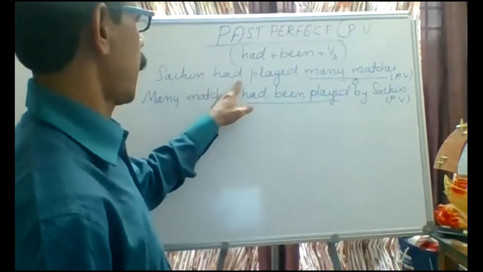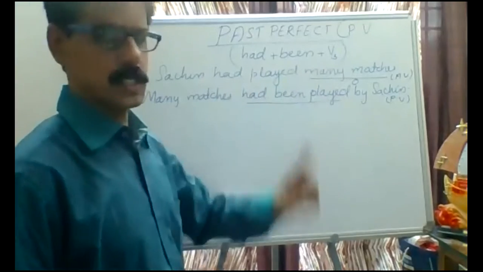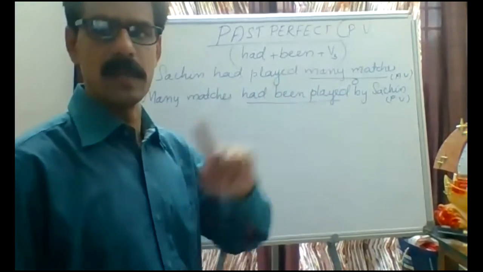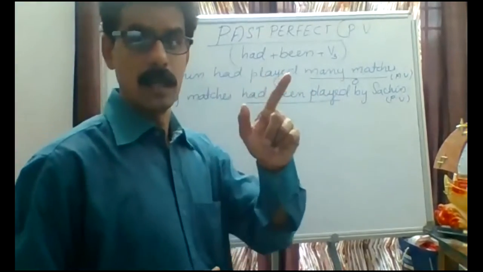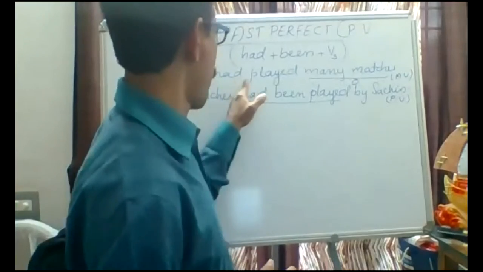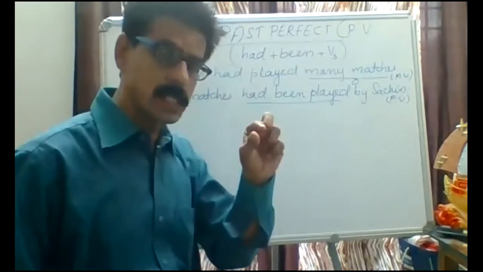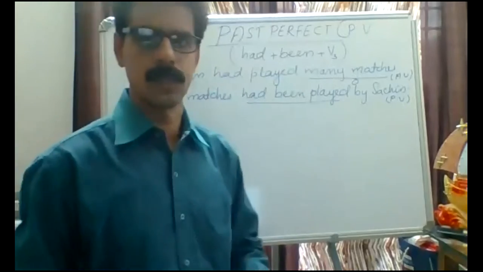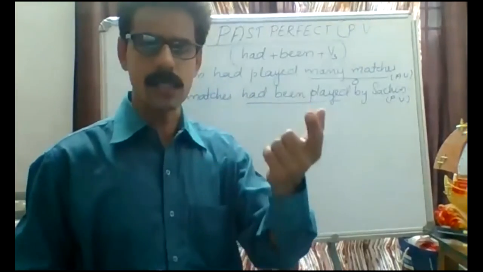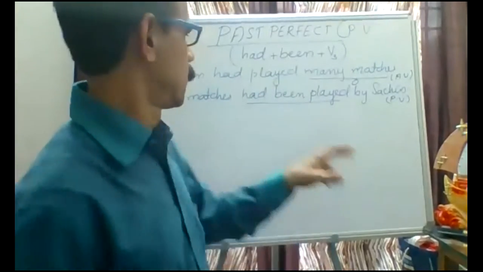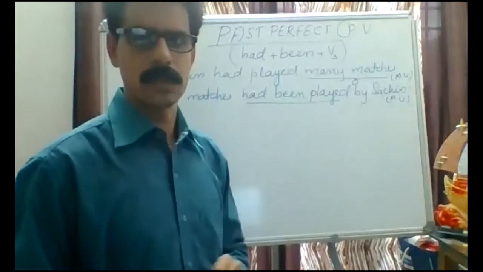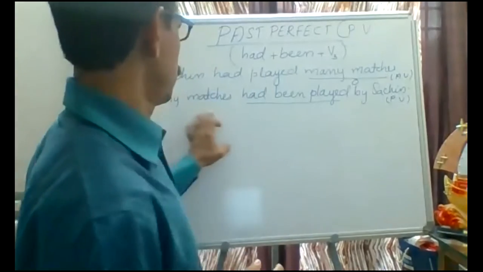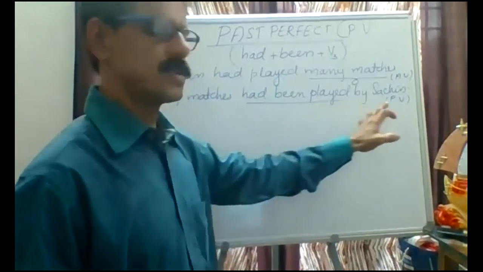Next, its negative also I would like to give you. Negative is: Sachin hadn't played many matches. Here, hadn't, had not, is given. The same had not is repeated in the answer too. In the answer also, you must use the same negative. Many matches had not been played by Sachin.